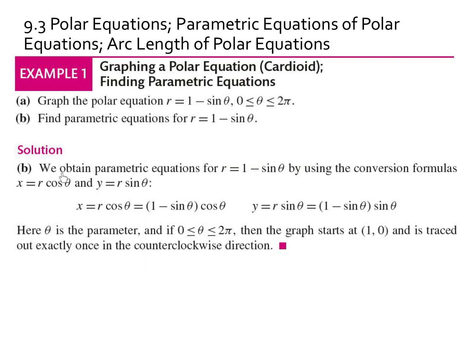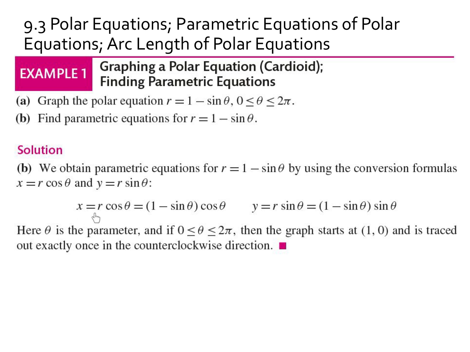So part B, we can obtain the parametric equations by using conversion formulas, which you're going to have to use a lot. So x is equal to r cosine theta, y is equal to r sine theta. Then I can switch my r out as I see fit.